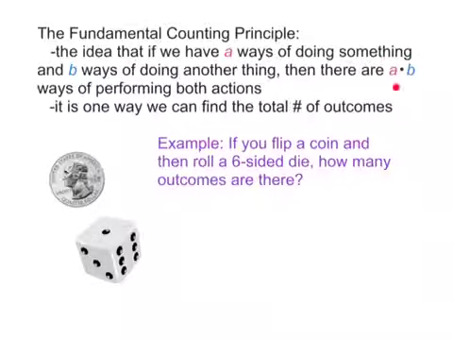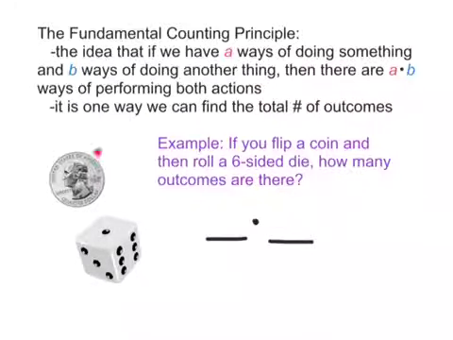Then there are A times B ways of performing both actions. So again, this is one way we can find the total number of outcomes. A lot of times I will think of the fundamental counting principle as thinking about, okay, here's our first result of something that happened. So in other words, the first result for flipping the coin. And then we have a second thing that happens, which would be rolling the die. And again, we need to multiply the number of options for each, or the number of outcomes for each.